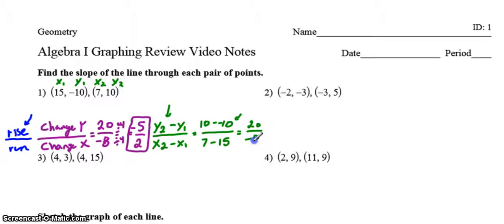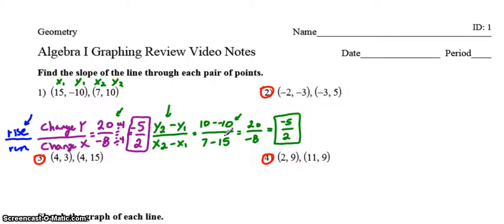And hey, look, that's the same thing we got before. Really, these are all the same method, just presented different ways. And again, it simplifies to negative 5 over 2. So either way, you get the slope of negative 5 over 2. Pause the video and try to answer questions 2, 3, and 4 on your own. Using either of these methods that I've shown you is fine. Go ahead, pause the video now.